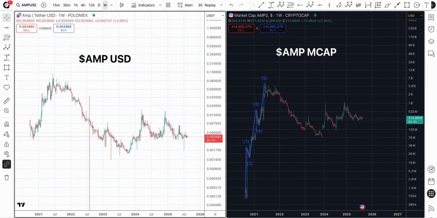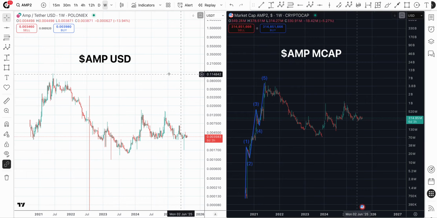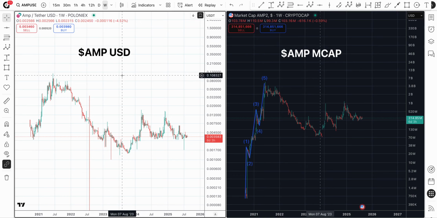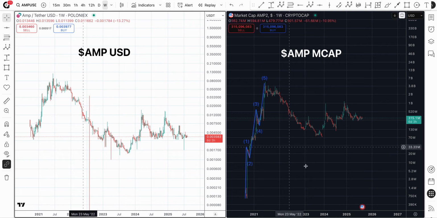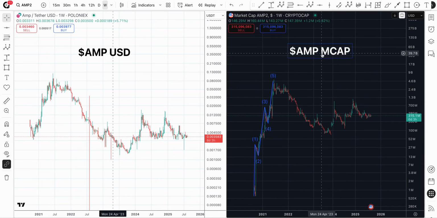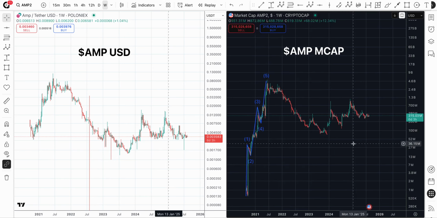I have AMP up on the screen, and notice that I have the market cap chart over here on the right and the price chart over here on the left. Reason being is there is something going on with the tokenomics, some kind of inflation rate. I don't own it. I don't know how it works. I don't care how it works. I'm here to look at the charts, and I know that we have to use the market cap chart in order to measure where this price chart is going to go.